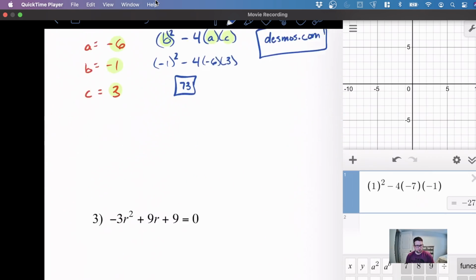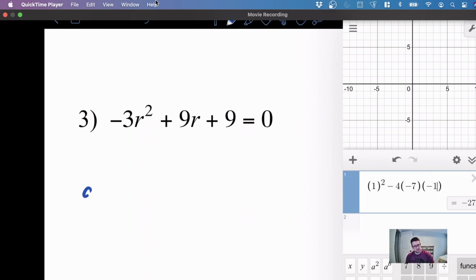Let's do a couple more of these. So here's another one. So A, B, and C. So A is going to be negative 3. B is going to be positive 9. And C is going to be positive 9.